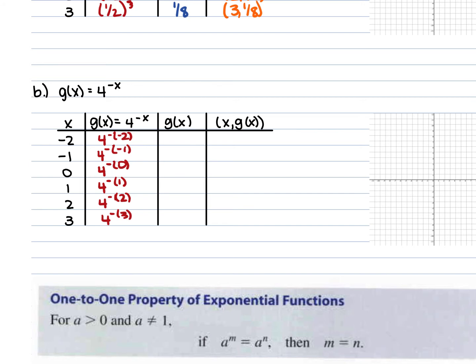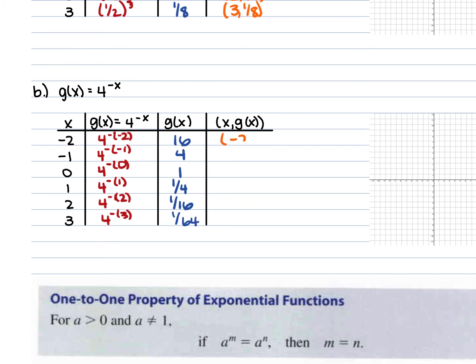The opposite of negative 2 is positive 2, so 4 squared is 16. The opposite of negative 1 is 1, so 4 to the first power is 4. 0 is neither positive nor negative, so 4 to the power of 0 is 1. 4 to the negative 1 power is 1/4. 4 to the negative second power is 1/16. And 4 to the negative third power is 1/64.